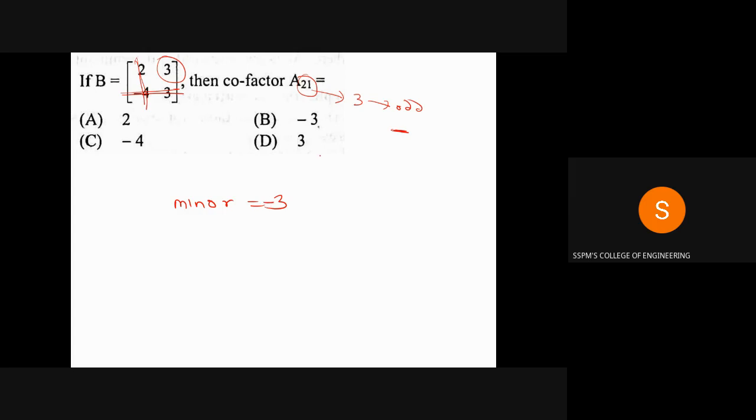So you get answer is minus 3. Next, cofactor of A32. Third row means this row. Delete this. And second column. Second column means this column. Okay. Third row, second column.